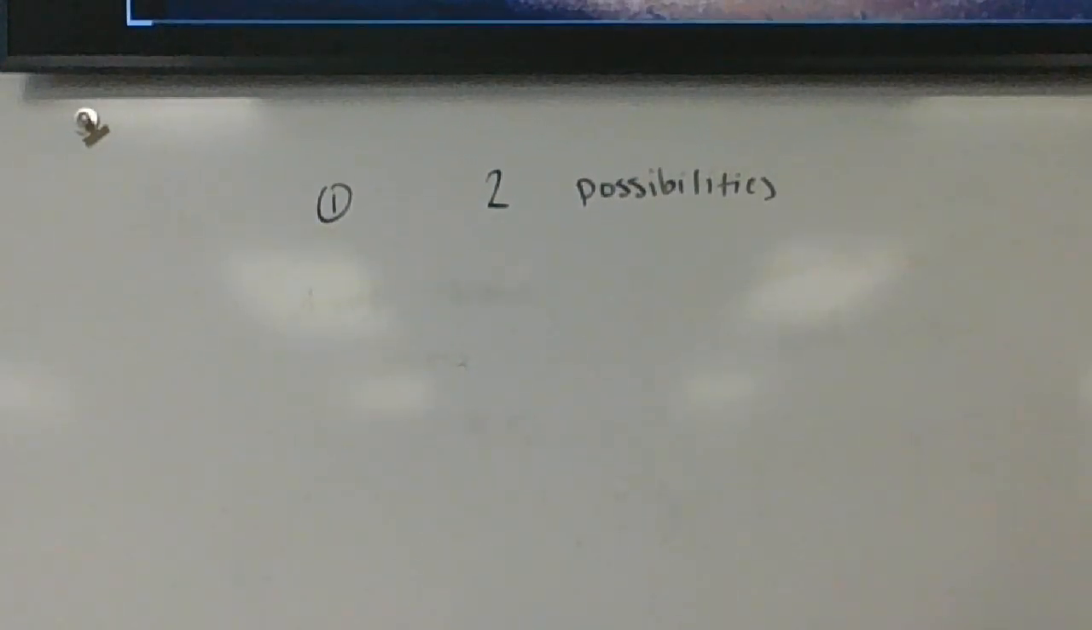So for number 1, there's two possibilities. If y is greater than 4.5 from 0, that's what it says. Y greater than 4.5 from 0.